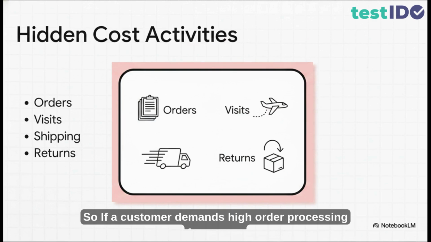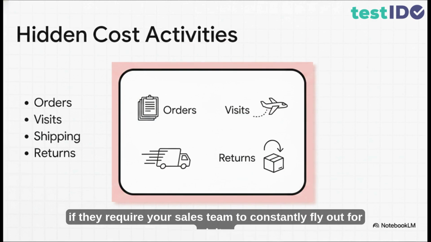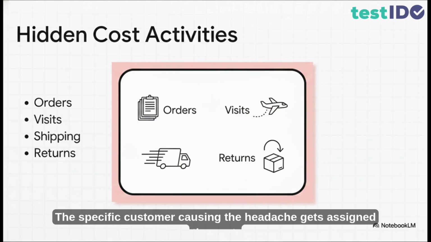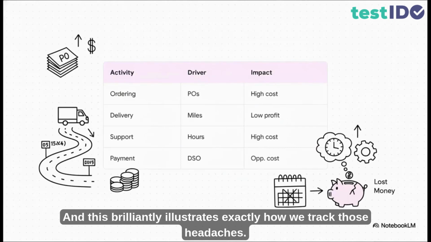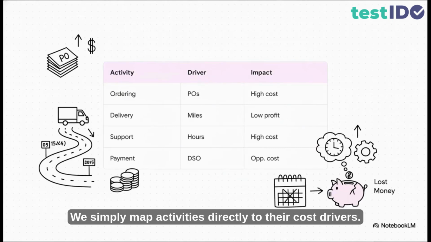If a customer demands high order processing frequency, if they require your sales team to constantly fly out for visits, if they always demand expedited shipping yesterday, or if they're constantly returning products, well, ABC tracks that. The specific customer causing the headache gets assigned the cost. And this brilliantly illustrates exactly how we track those headaches. We simply map activities directly to their cost drivers. For ordering, the driver is the number of purchase orders. More orders literally mean a higher cost to process.